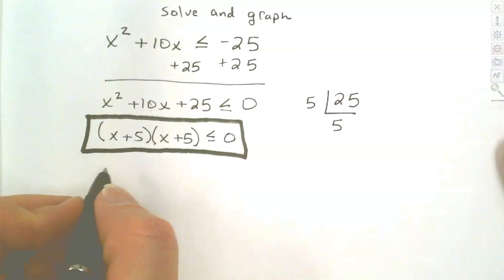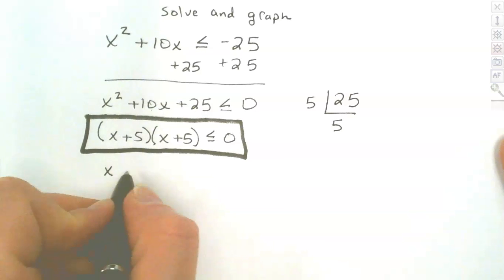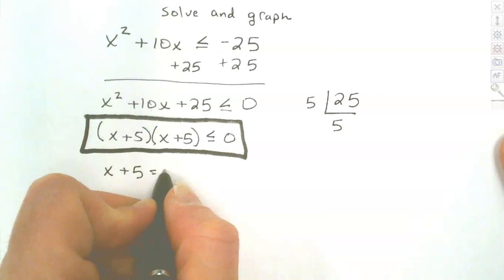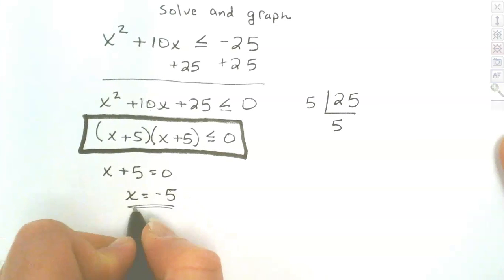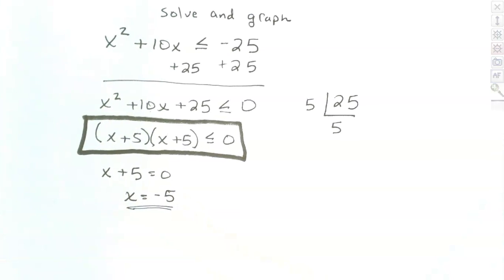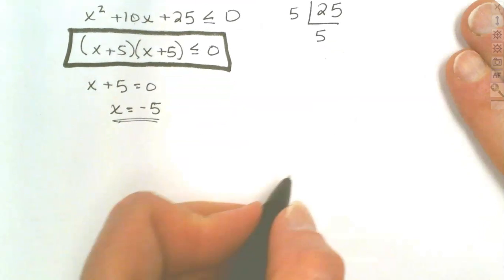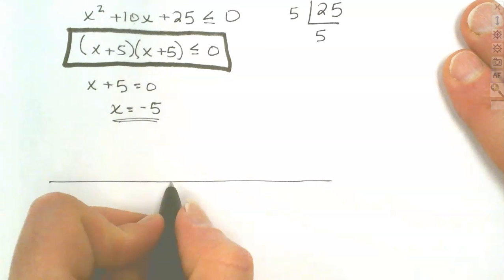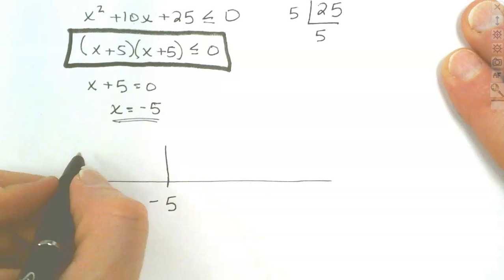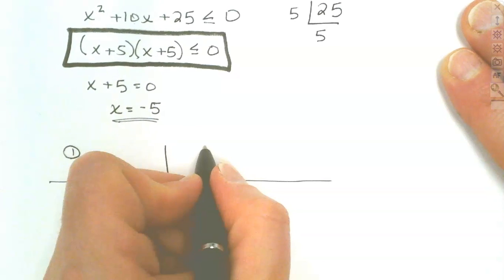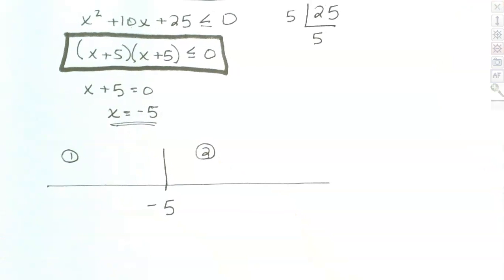We only have one critical point because this is called a double root. So what do we have? We have x plus 5 equals 0. So x equals then a what? Negative 5. Place this on our number line, and that's going to make two regions. Because we have one critical point, so we're going to have two regions.